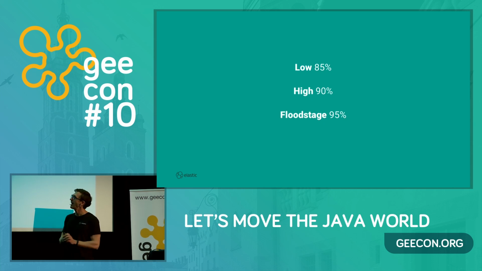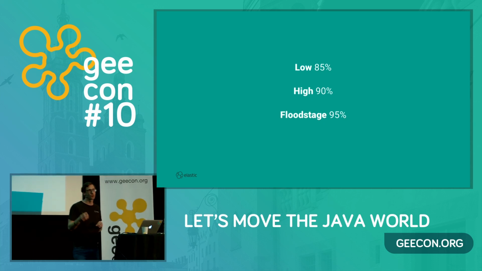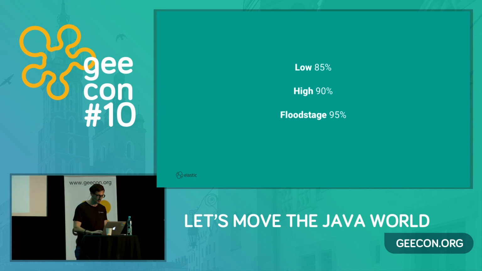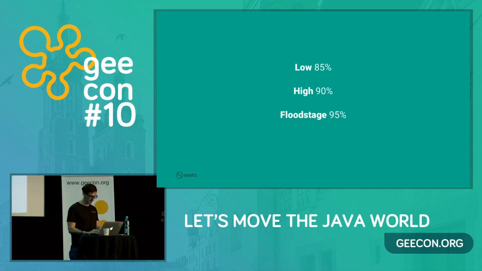And now in 6, we have added this flood stage. Basically, when you hit 95% disk space usage, we will actively block write operations, so you will not be able to corrupt your data. And you can actually demo that as well. So let's quickly demo that.